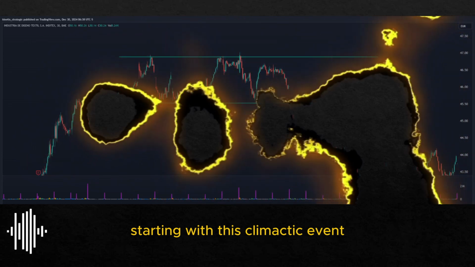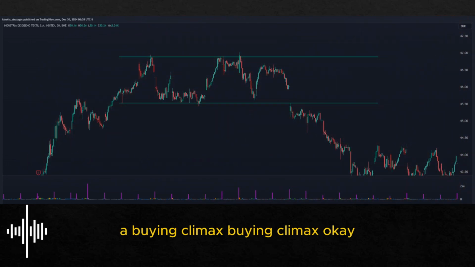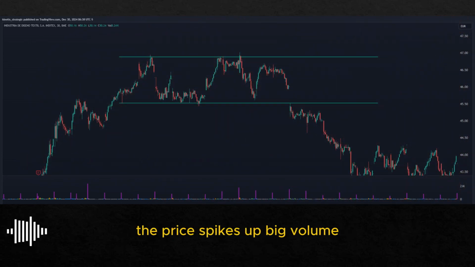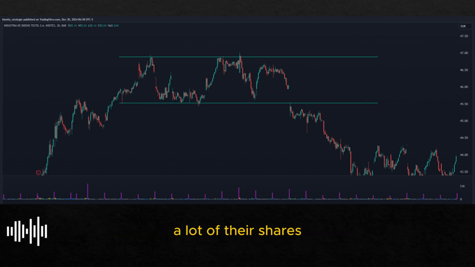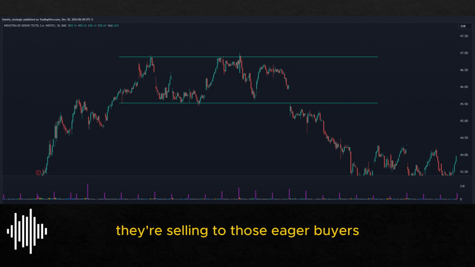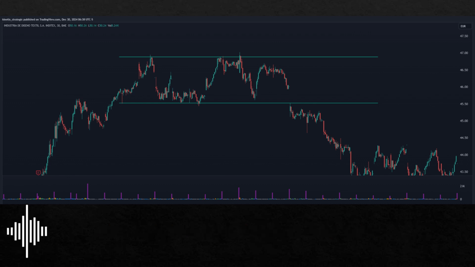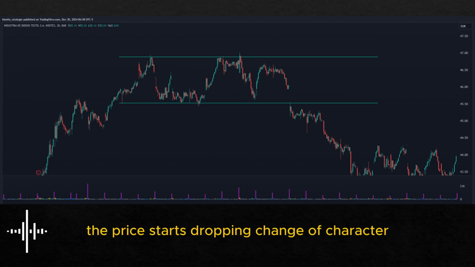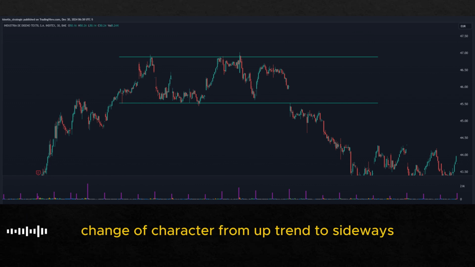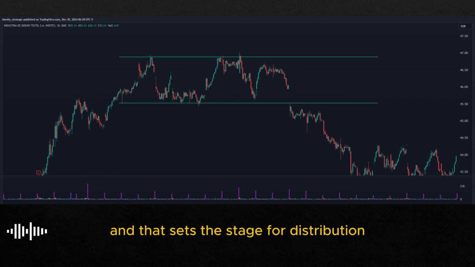All right, so we see the distribution phase starting with this climactic event, a buying climax. Buying climax, okay. The price spikes up on big volume. That's where those big players are probably unloading a lot of their shares. They're selling to those eager buyers who think the uptrend is going to keep going. But then, boom, automatic reaction kicks in. The price starts dropping. Change of character. Change of character from uptrend to sideways, and that sets the stage for distribution.